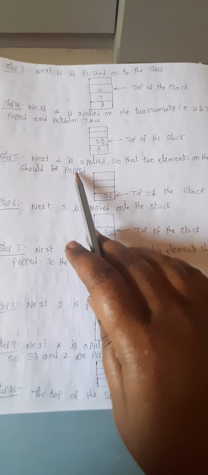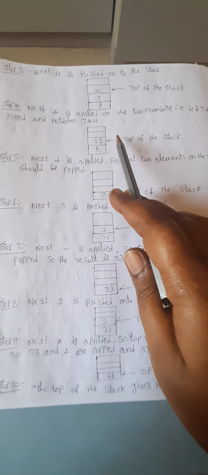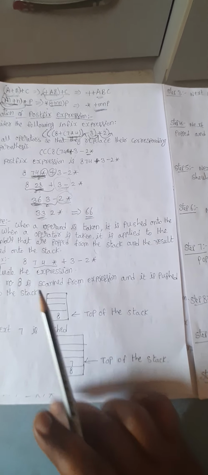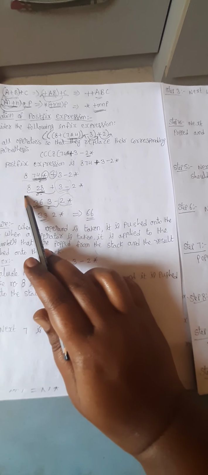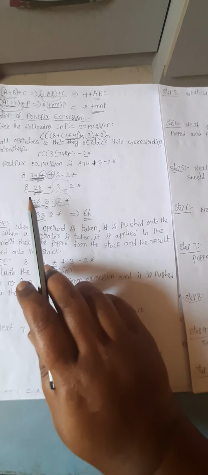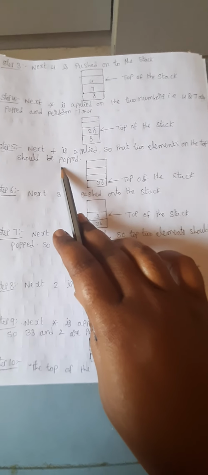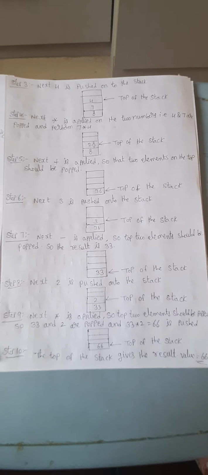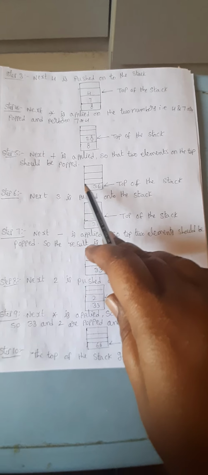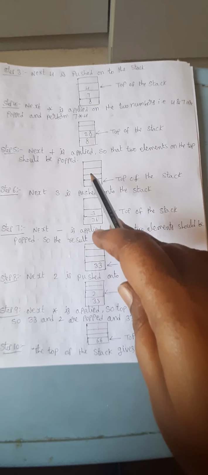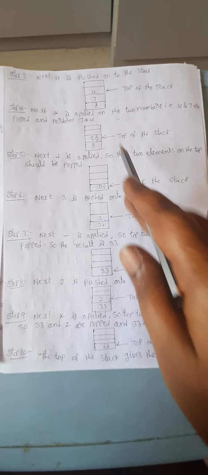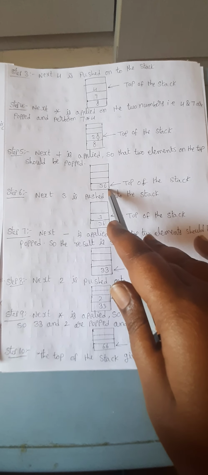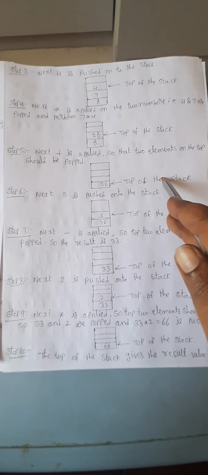Next, plus is applied here: 28 plus 8, as I already said in that expression, will become 36. Here we are applying the plus. At that time, plus will be placed in between the two operands and it will add those values. After adding, 28 and 8 will be popped and 36 will be stored on the stack, and then that will become the top of the stack.